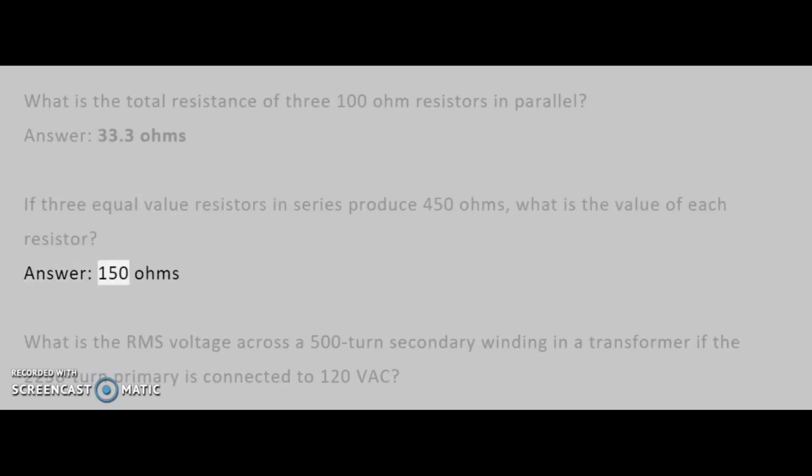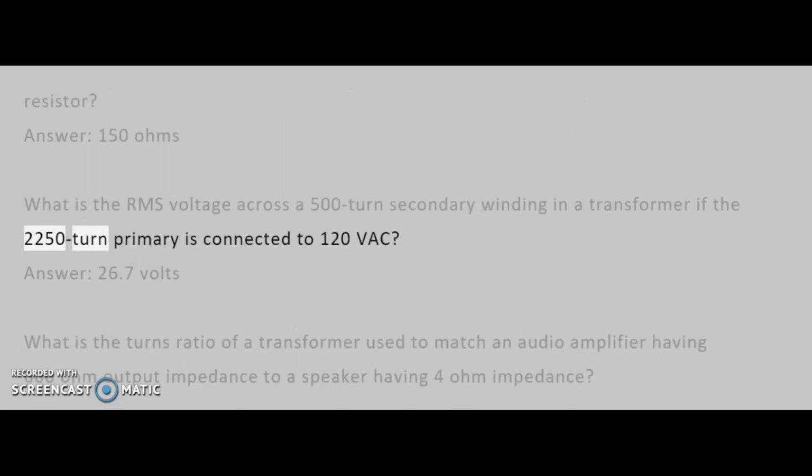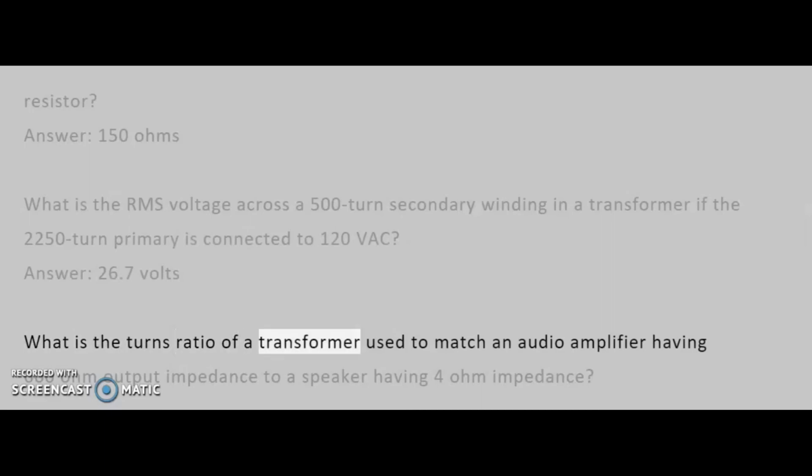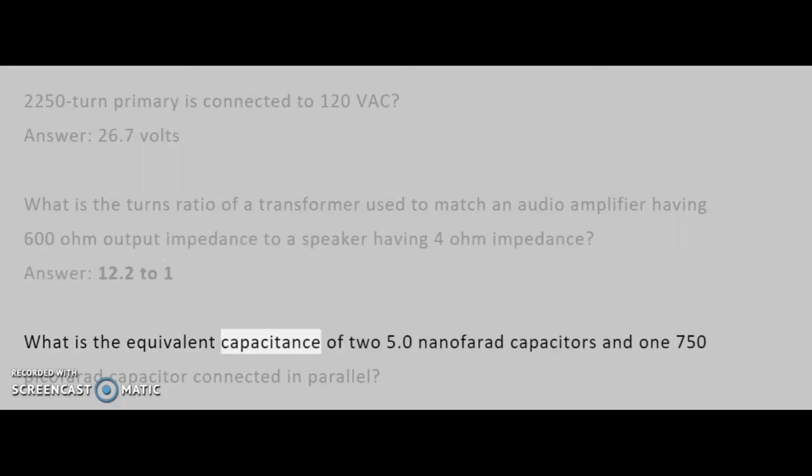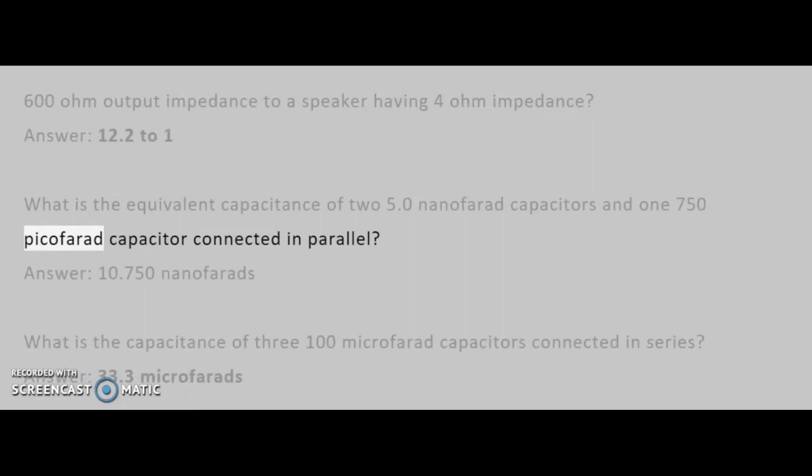Answer: 150 ohms. What is the RMS voltage across a 500-turn secondary winding in a transformer if the 2250-turn primary is connected to 120 VAC? Answer: 26.7 volts. What is the turns ratio of a transformer used to match an audio amplifier having 600 ohm output impedance to a speaker having 4 ohm impedance? Answer: 12.2 to 1. What is the equivalent capacitance of two 5.0 nanofarad capacitors and one 750 picofarad capacitor connected in parallel?